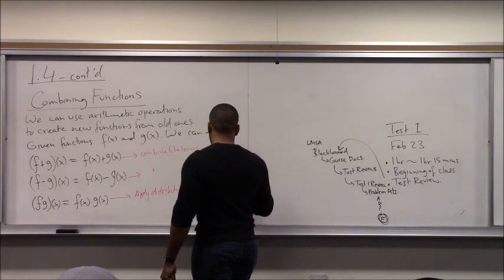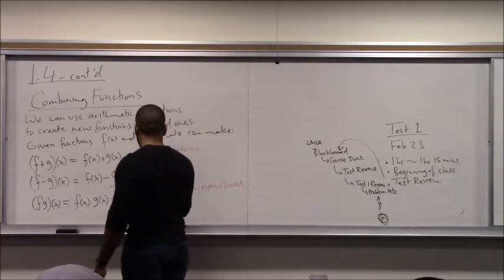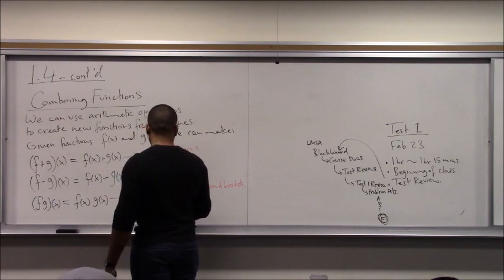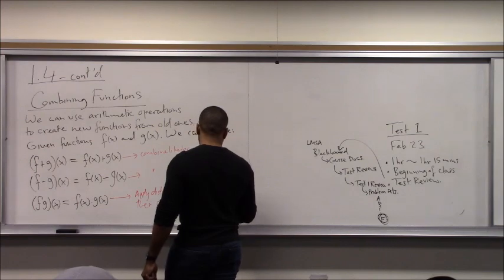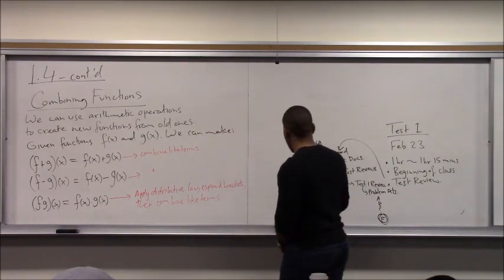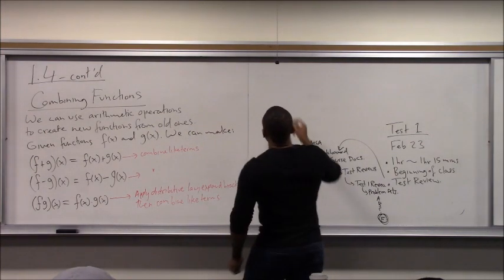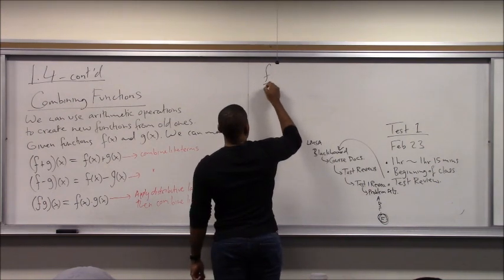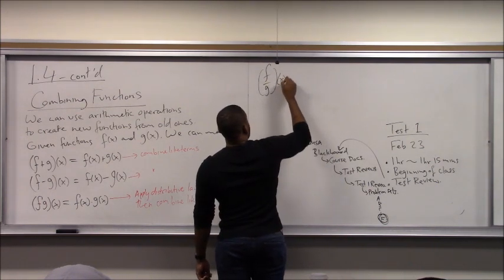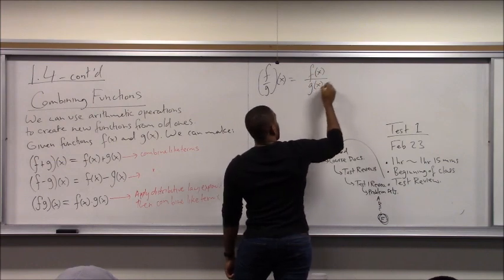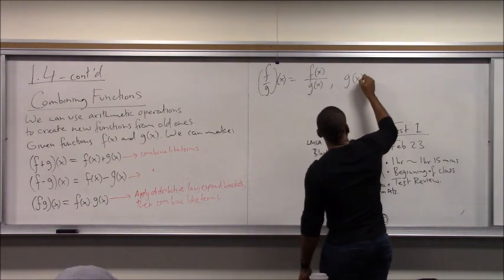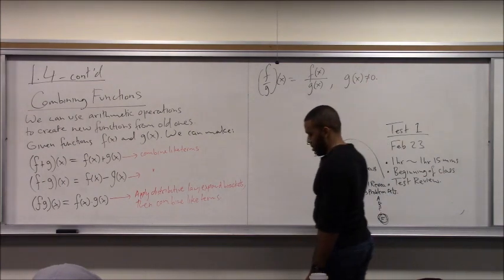Expand the brackets or parentheses, and then combine like terms, if any. We can also divide functions. So we can create the function f over g of x, and this is just dividing their output values. And this is, of course, for g of x not equal to 0.